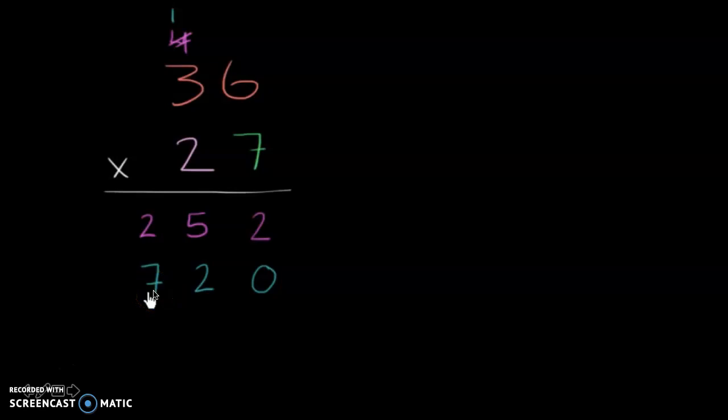Now, I'm sure some of you are thinking, okay, Ms. Fields, I've got 252 and I've got 720. What do I do next? How do I know what the product is? Just like in box method, you have to add the partial products in order to get the final product. So that's exactly what you're going to do. You're going to add these numbers up.